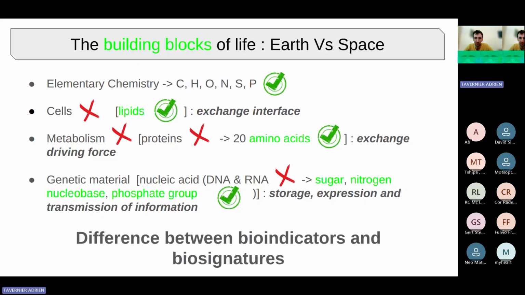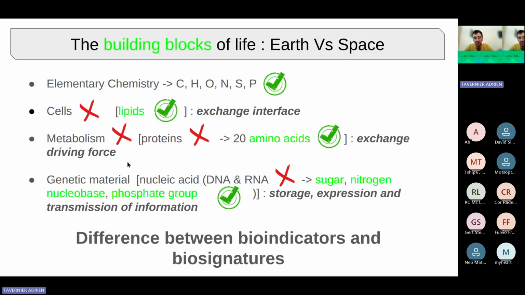So if we do the comparison, Earth versus space, for the elementary chemistry, yes, there is a match between the elements that constitute life and the ones we find in space. For the cells, it's not possible to detect cells directly, but it's possible to detect lipids. For metabolism, it's not possible to detect it. It's not possible to detect proteins, but it's possible to detect amino acids, and a lot of amino acids, not just the 20 that constitute life, but hundreds of amino acids.